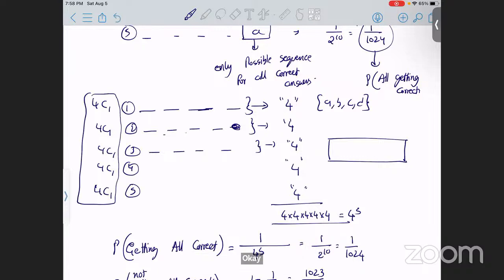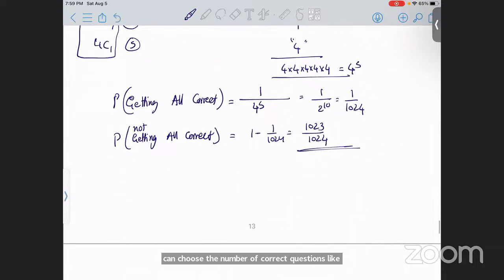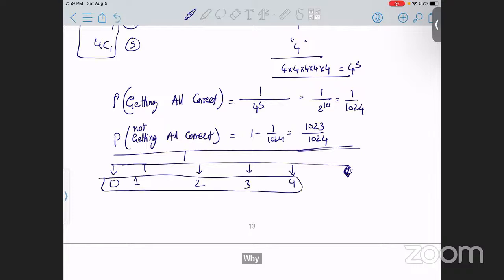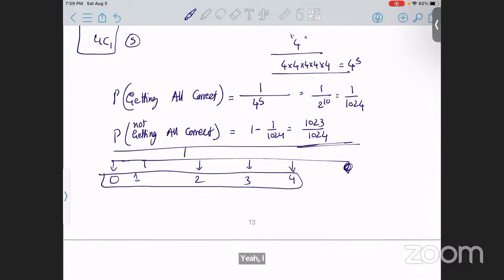No, sir. I mean to say that in the sample, we can choose the number of correct questions. Like out of 5, we can choose 1 question correct. Then you have to look, 1 correct question, 2 correct questions, 3 correct questions, 4 correct questions. Are you getting 0 correct questions? Yes, sir. This is somewhat tedious now. I just wanted to know whether choosing 5C0, 5C1, 5C2 will work too.